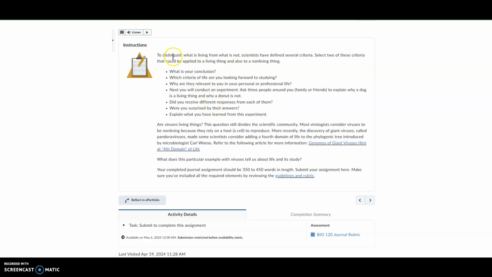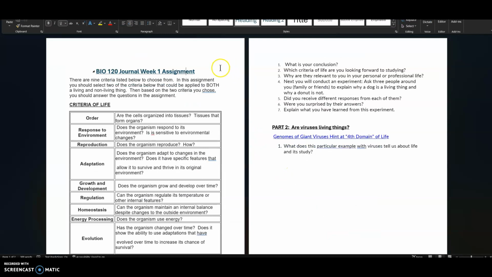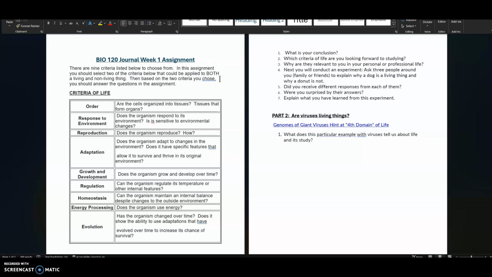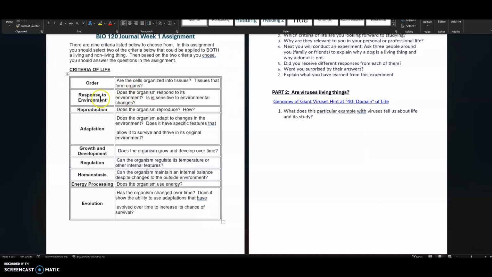But essentially, it says select two of these criteria that could be applied to a living thing and also a non-living thing. And you can see here that the criteria is not in here. So I have posted it to the class announcements, and I'm also going to show you what it looks like in here. This is just a document that I created. In this assignment, the criteria of life is listed on this left-hand side.